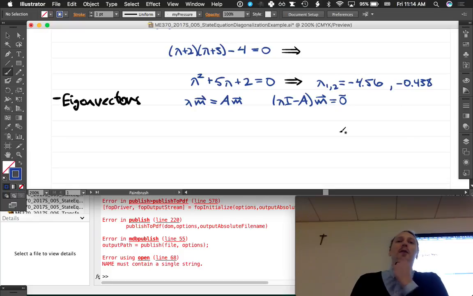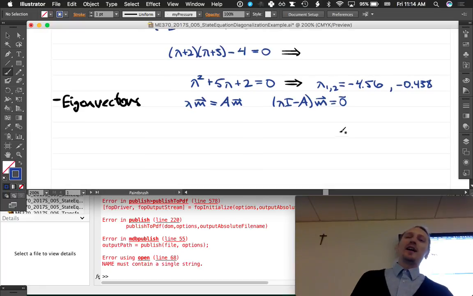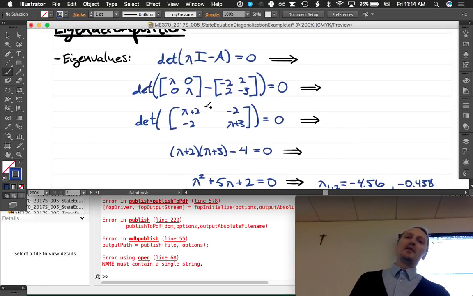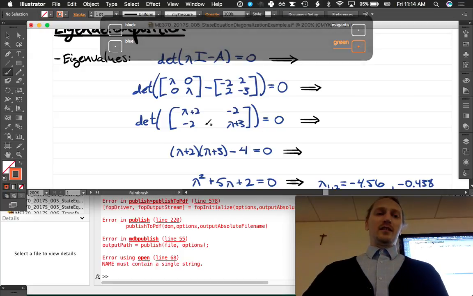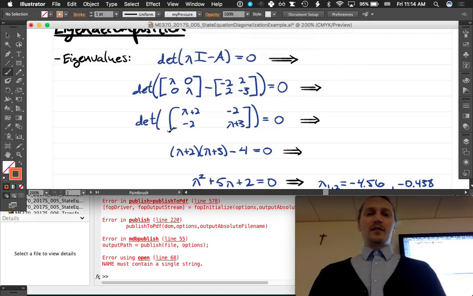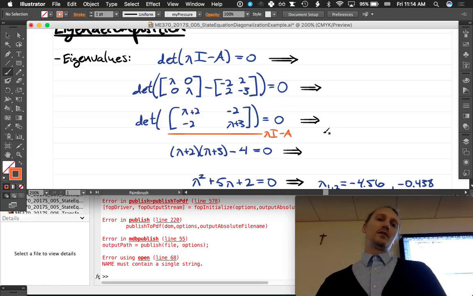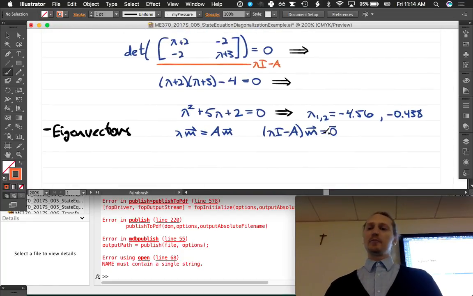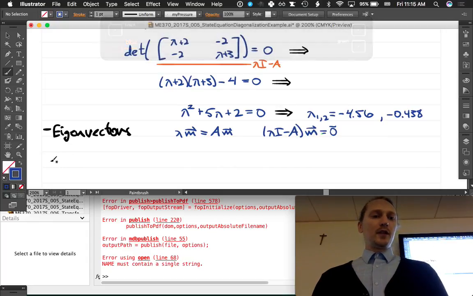And we're just going to plug the different lambdas in and figure out what the m's need to be. But actually, this lambda I minus A, we already computed for this determinant, right? So I'm going to cheat and just reuse this expression for lambda I minus A. We've already computed it, so no point in redoing that.